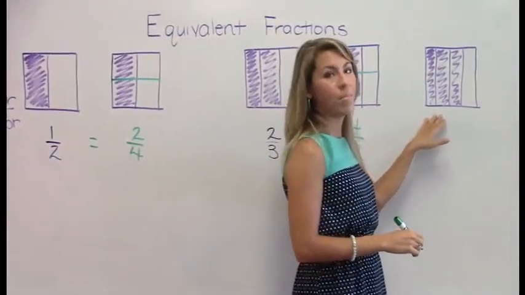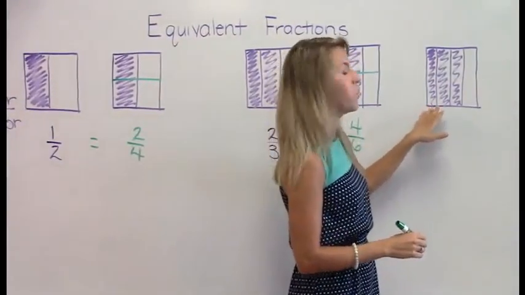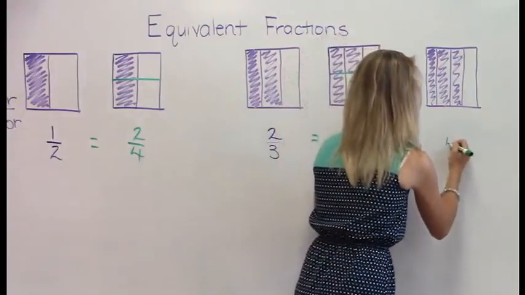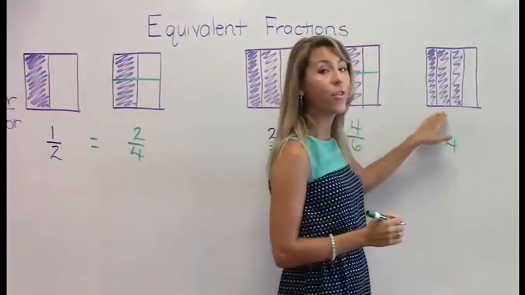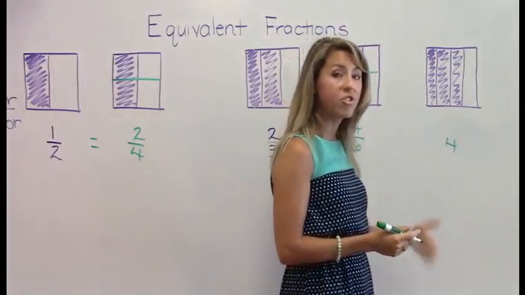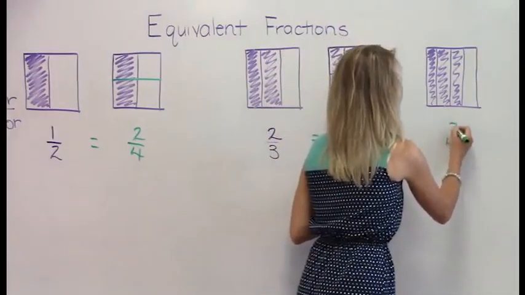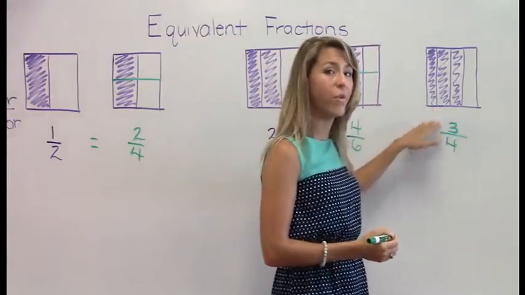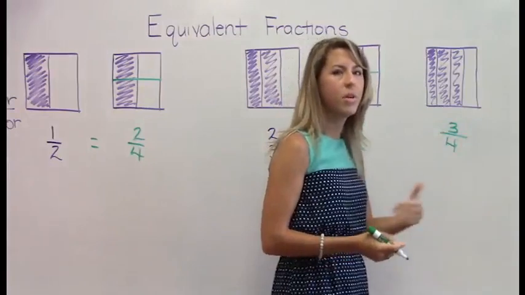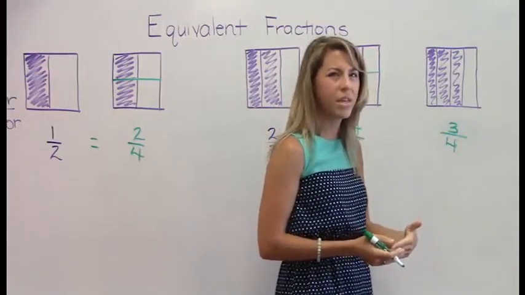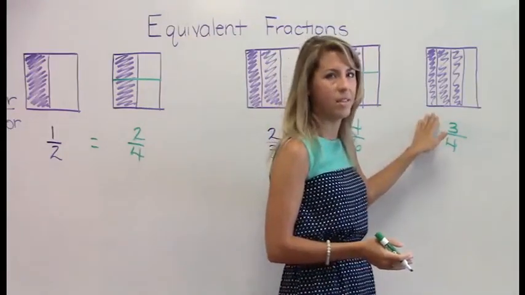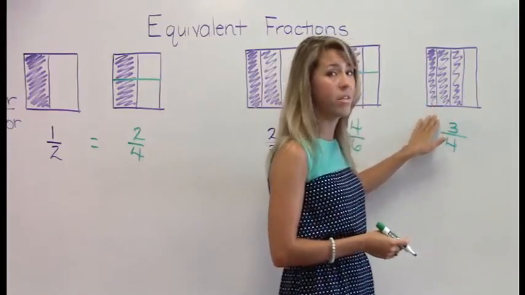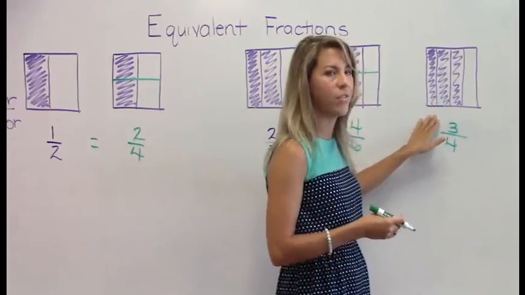This time, my whole has been partitioned into 1, 2, 3, 4 equal parts. And 3 of those equal parts have been shaded in. Now, I can see I have a representation of 3/4 here, but I still want to find a new fraction to represent this same amount of space. I'm going to make some changes to what you see right here on this area model to see if we can generate a new fraction.